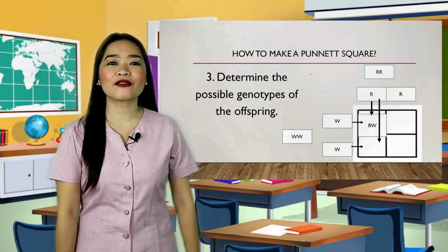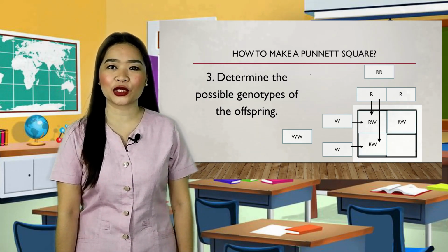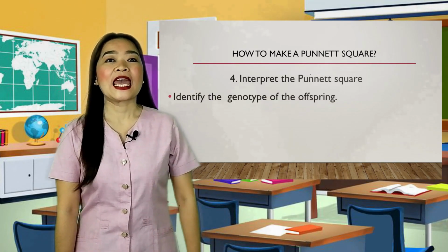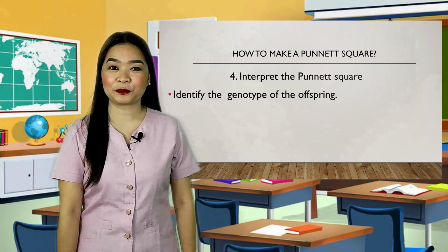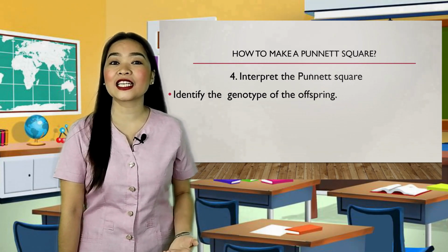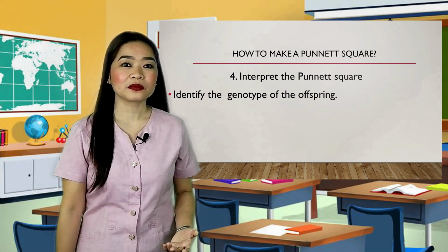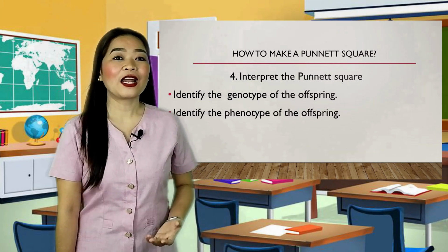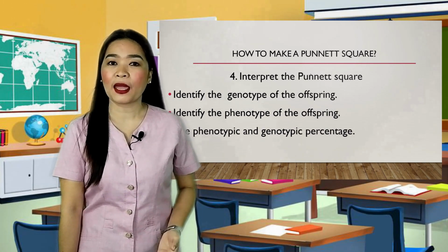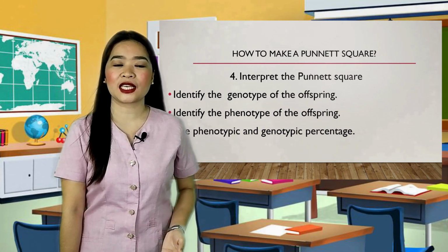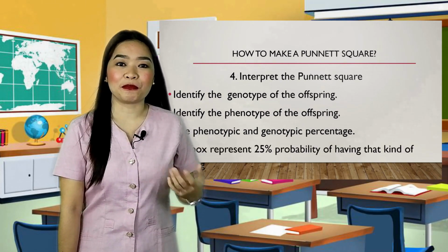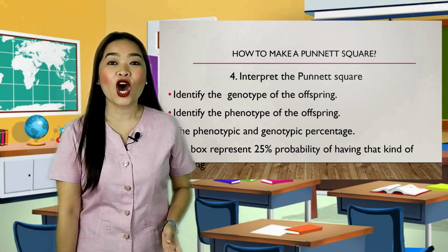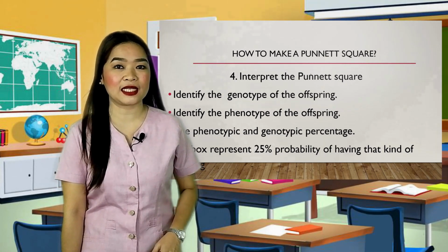Number 4, have each box inherit letters from its row and column. And number 5, interpret the Punnett square by identifying the genotype of the offspring. Next is to identify the phenotype of the offspring, followed by determining the phenotypic and genotypic percentage. And remember, each box represents a 25% probability of having that kind of offspring.